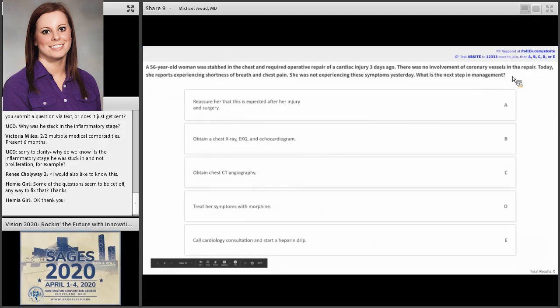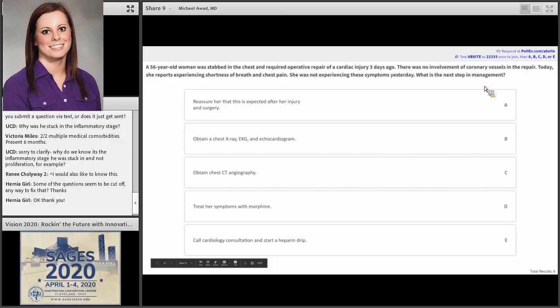A 56-year-old woman was stabbed in the chest and required operative repair of a cardiac injury 3 days ago. There was no involvement of coronary vessels in the repair. Today, she reports experiencing shortness of breath and chest pain. She was not experiencing these symptoms yesterday. What is the next step in management?